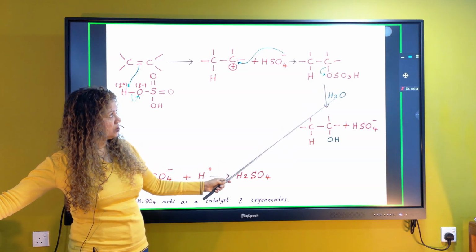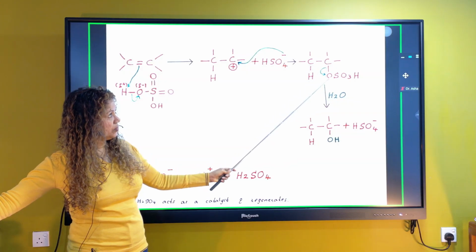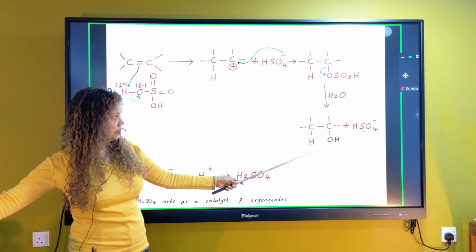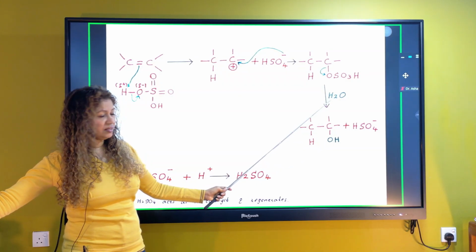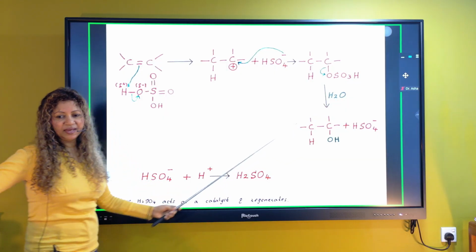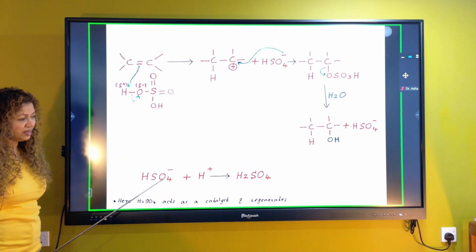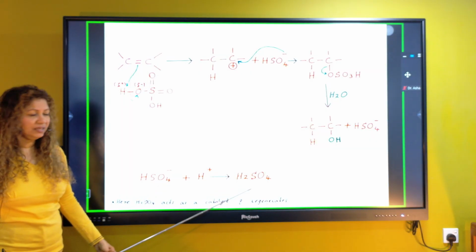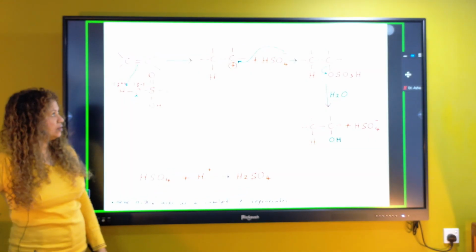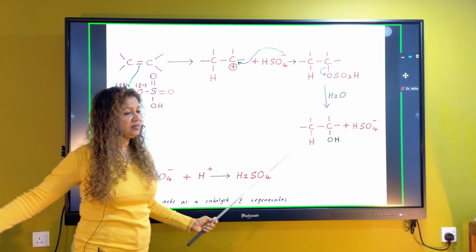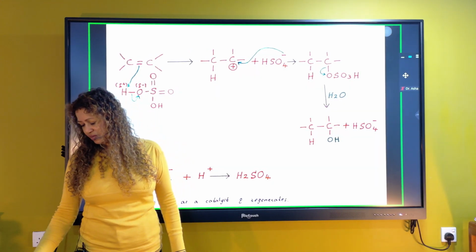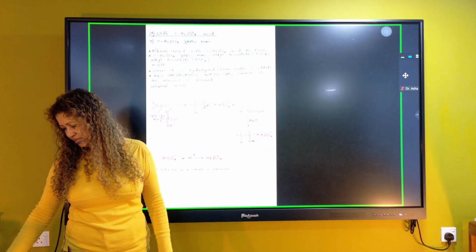But when you add water, this C-O bond breaks, HSO4 minus separates, OH from water is joining here, and hydrogen gets away from this water and joins with bisulfate to make sulfuric acid. Here it's acting as the catalyst only. So this is the reaction with conc H2SO4. Again, it gives the alcohols.